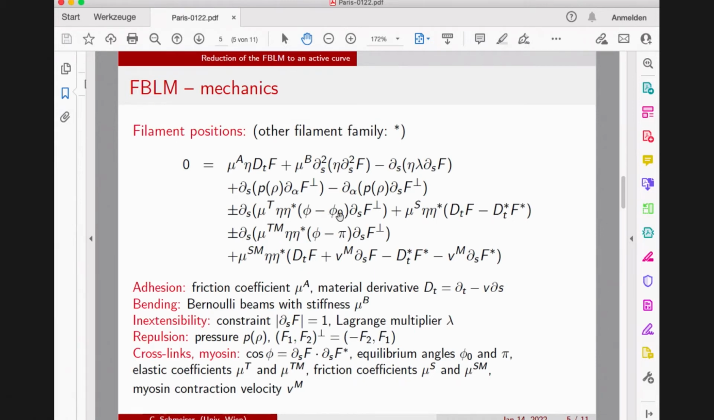As I said, I do not want to talk much about actin-myosin interaction, and this means I do not talk about the last two lines here, which are the actin-myosin interaction. Maybe I say it in words.